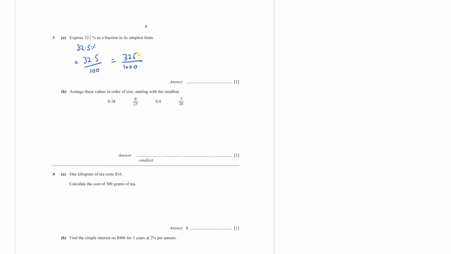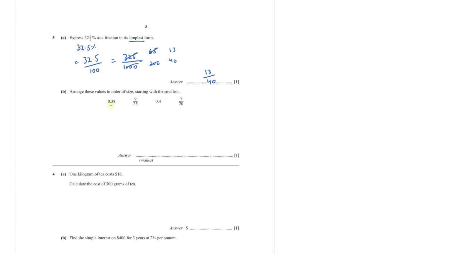And then we can simplify this fraction because we have to write it in its simplest form. Both are divisible by 5. 5 times 6 is 30, 65. This is 200. I can again divide by 5, which gives me 5 ones are 5, 13, and then 40 here. So this is 13 over 40. Part B is arrange these values in order of size starting with the smallest.